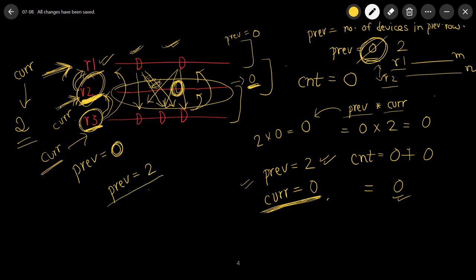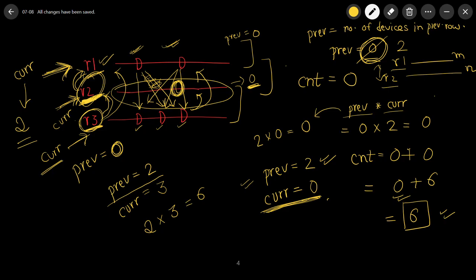So previous still stays as 2, and current is nothing but this row. The number of devices in this is 3, so current is 3. Now we again perform the multiplication. Previous into current is 6. So we add 6 into our count and eventually we return this as our output. I hope this is clear.